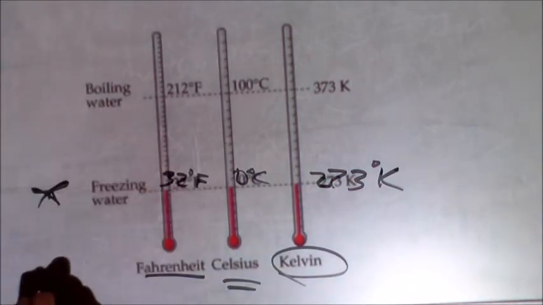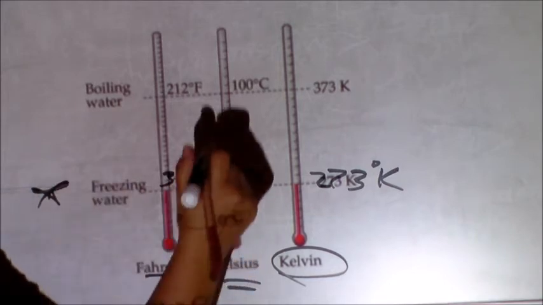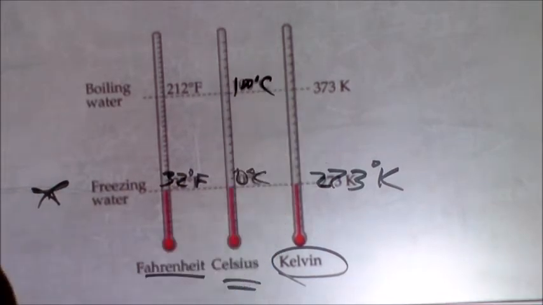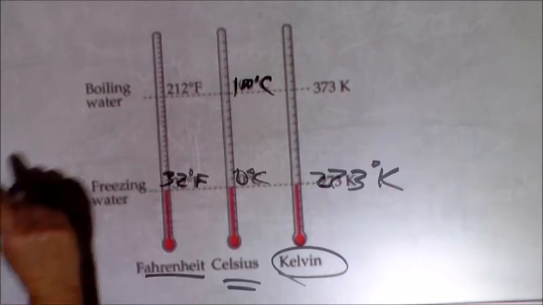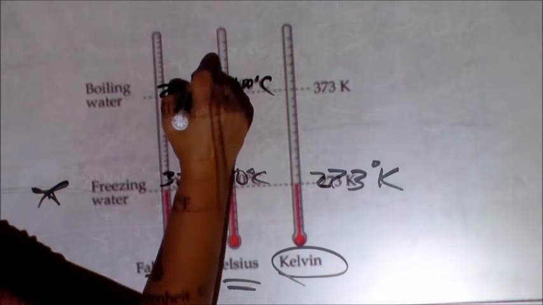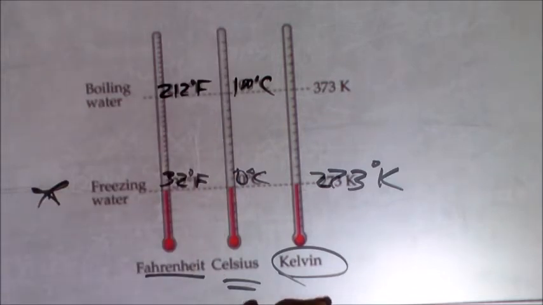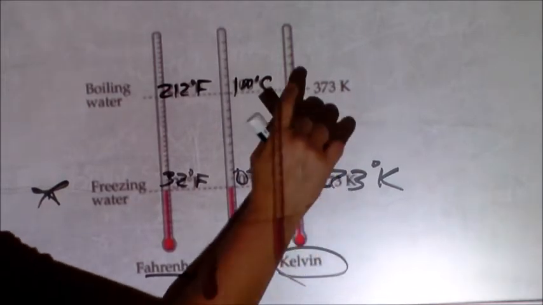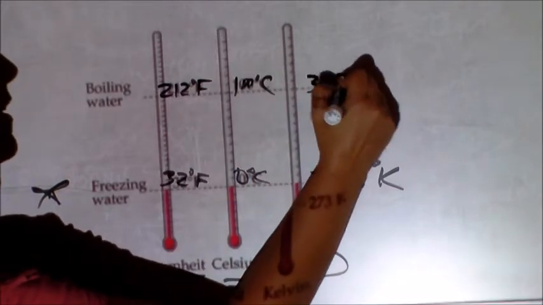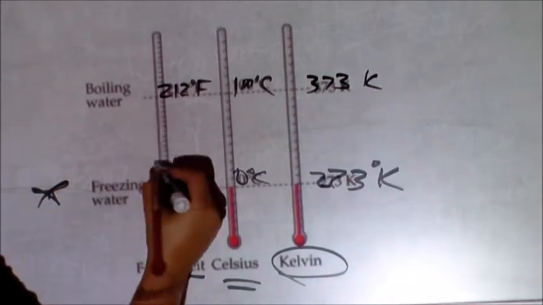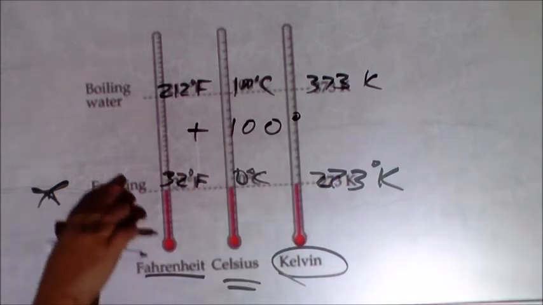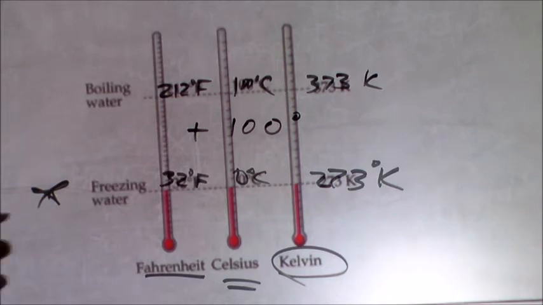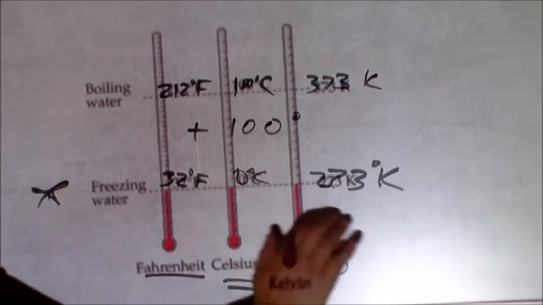If you look at the boiling point of water, in Celsius the freezing point is 0 and the boiling point is 100 degrees. In Fahrenheit, the freezing point is 32 and the boiling point is 212. And in Kelvin, the freezing point is 273 and the boiling point is 373. You'll notice Celsius and Kelvin both have 100 degrees between freezing and boiling. So that's where they're the same. Where they're different is the starting point.